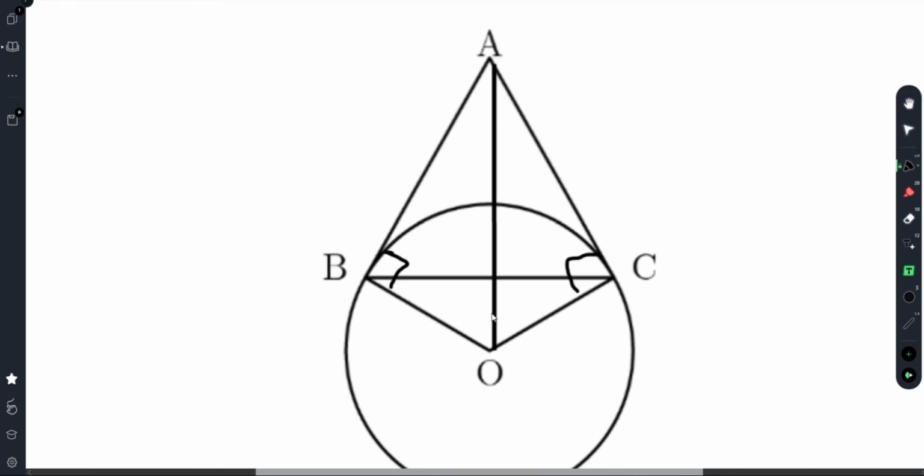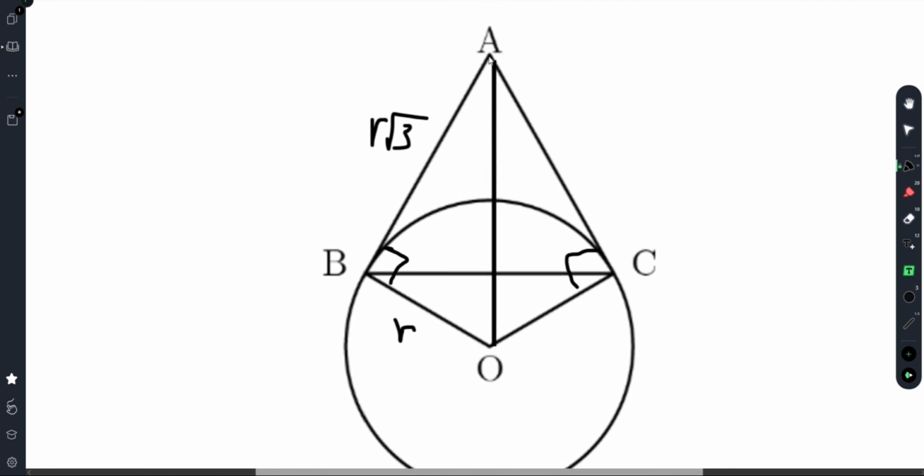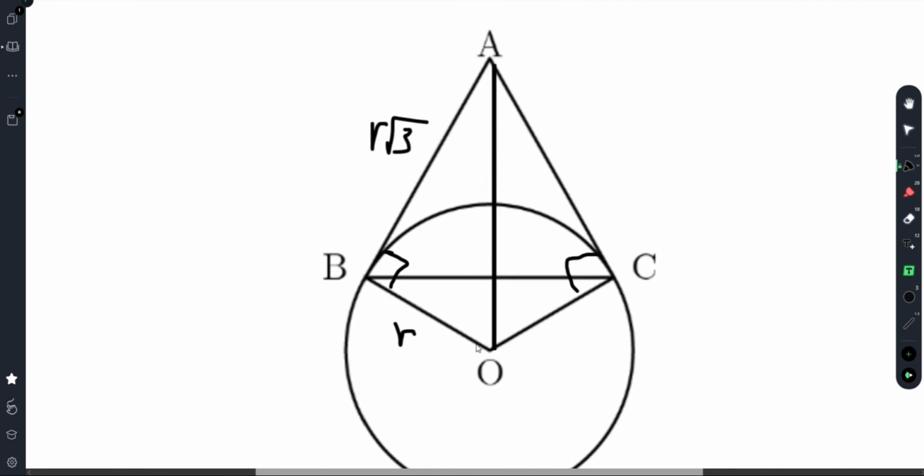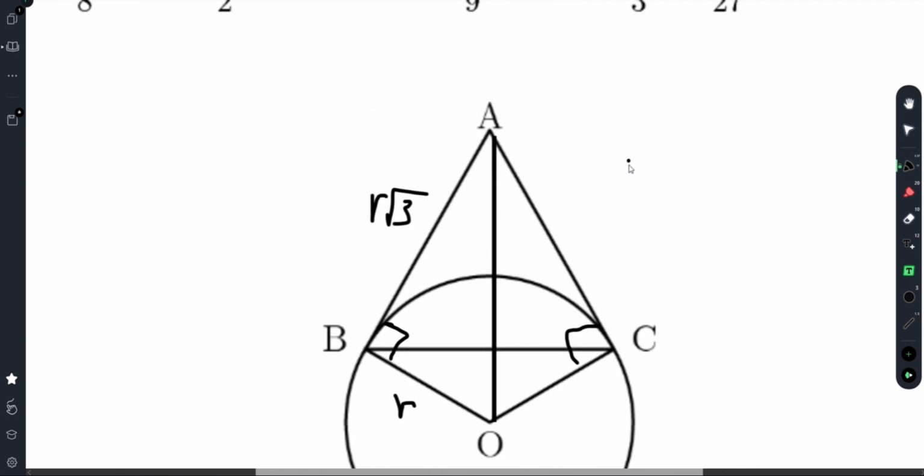Let's zoom and take a closer look. If we let the radius of the circle be R, then with the properties of the 30, 60, 90 triangle, AB and the side of the equilateral triangle is R root 3. And now we can find the area of ABOC, which is just R root 3 times R over 2 because it's a triangle, and times 2 again because it's two triangles. So this is R squared root 3.